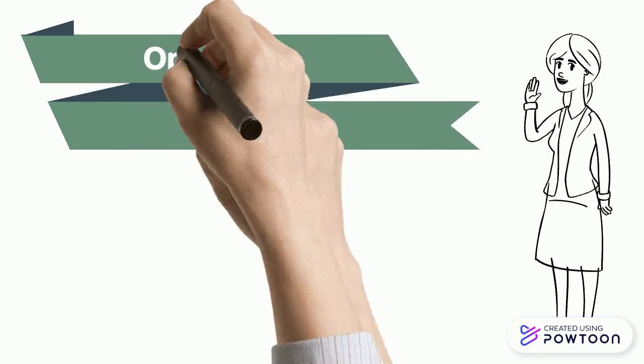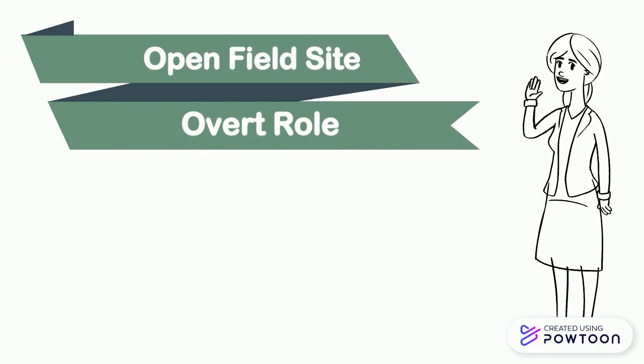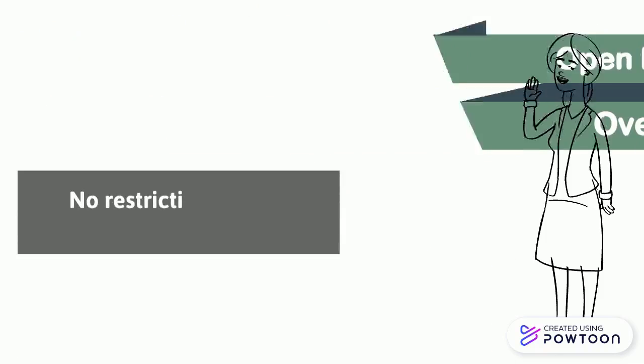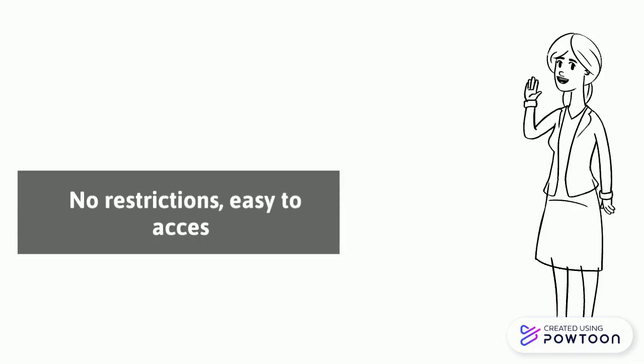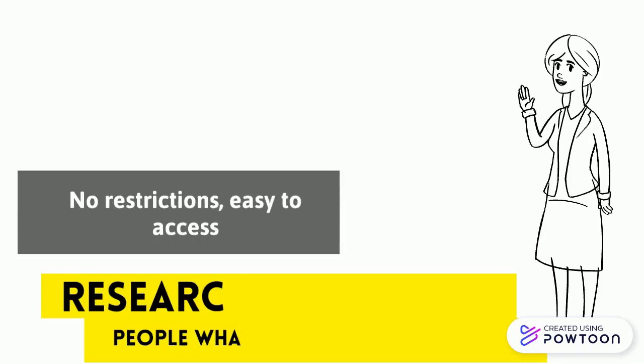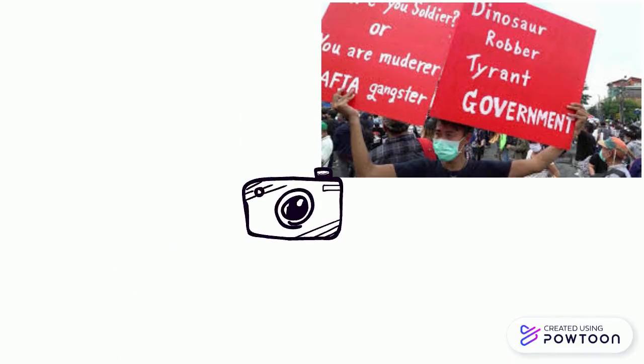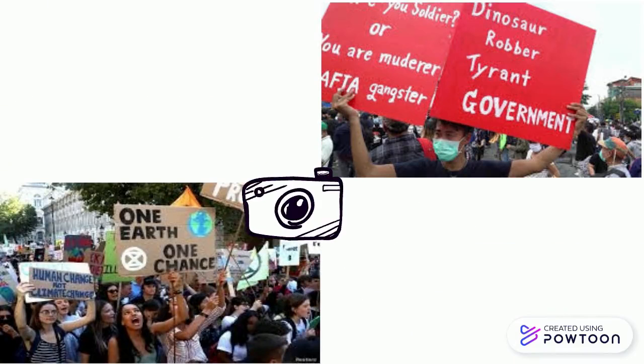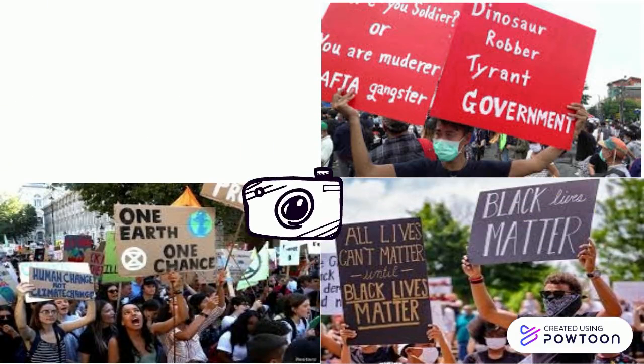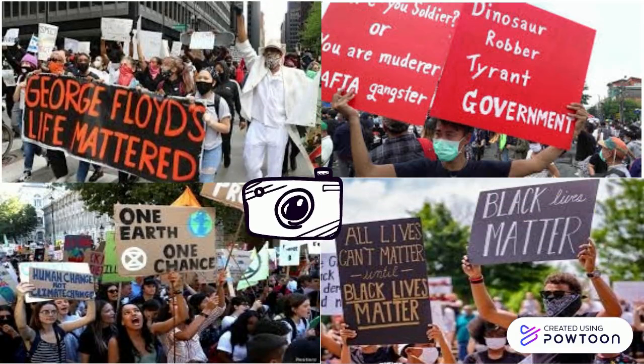The second role is the open field site and overt role. There are no restrictions, no permissions needed, and it is easy to access. But here, the researcher tells the people what he or she is doing. An example of this study are those people doing protests in public places. Participants are aware of the reason for the researcher's presence.